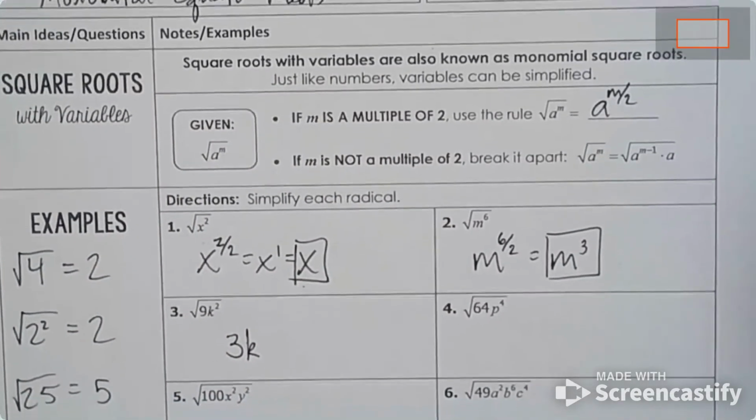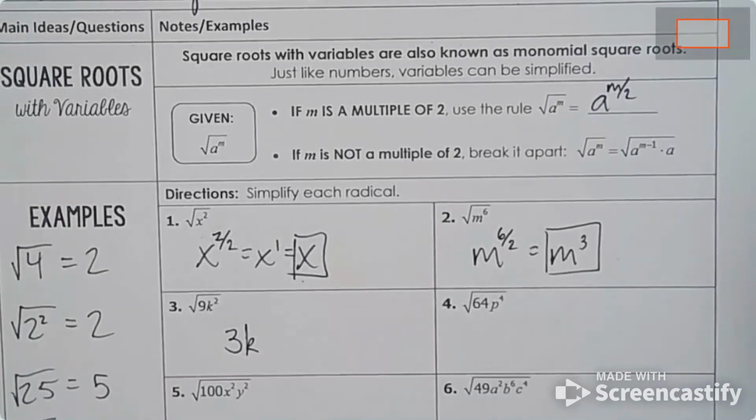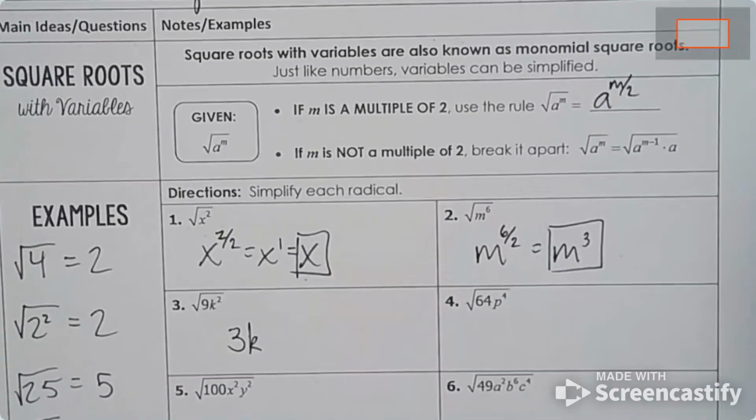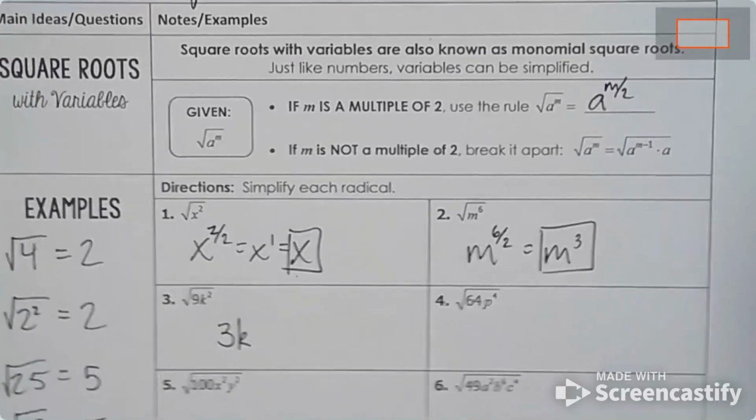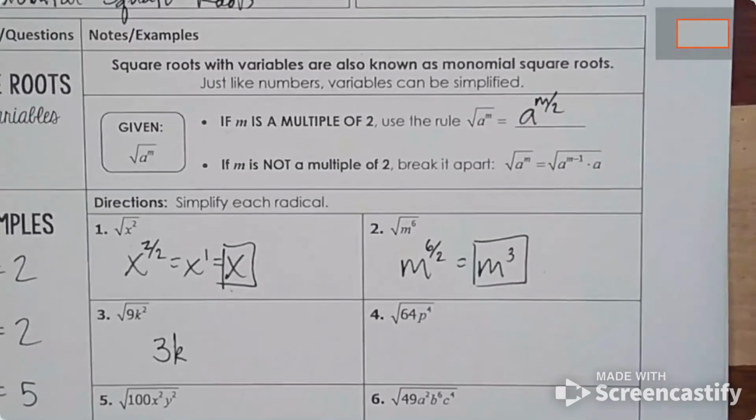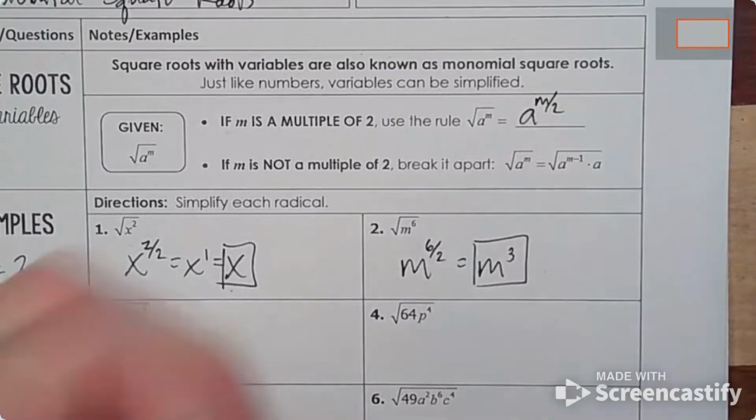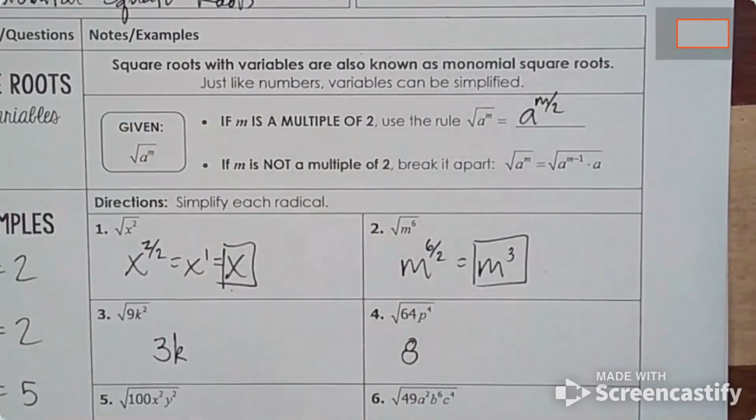Square root the number, divide the exponents in 2, if they are divisible by 2. When they're not divisible by 2, we will talk about that. Number 4. Any thoughts? 8. Yep, 64 square rooted would be 8.